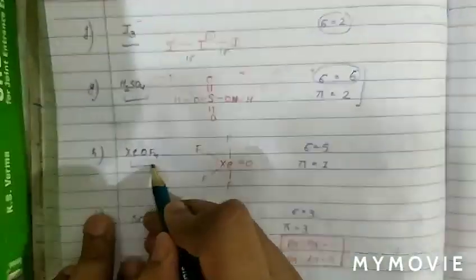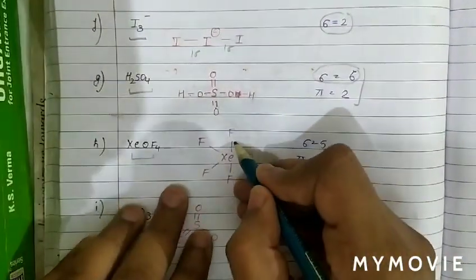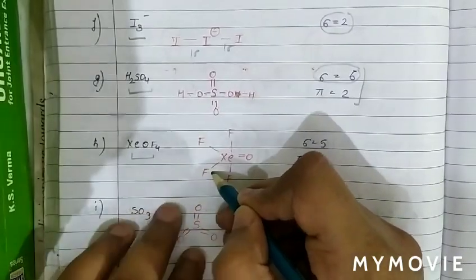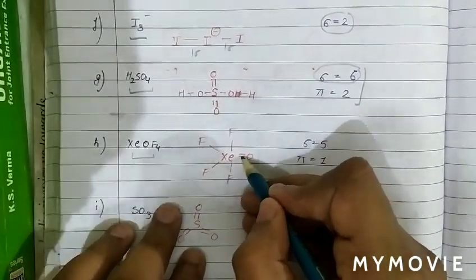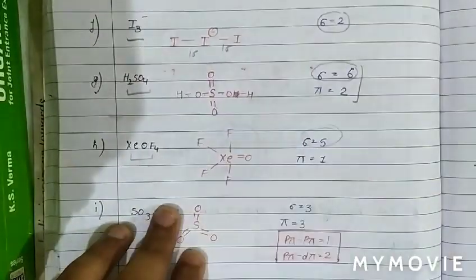Now XeOF4. This is the structure of XeOF4. So 1 sigma, 2 sigma, 3 sigma, 4 sigma. A single bond contains only sigma. 1, 2, 3, 4. A pi bond also contains sigma, so 1, 2, 3, 4, 5. 5 sigma and pi is 1.